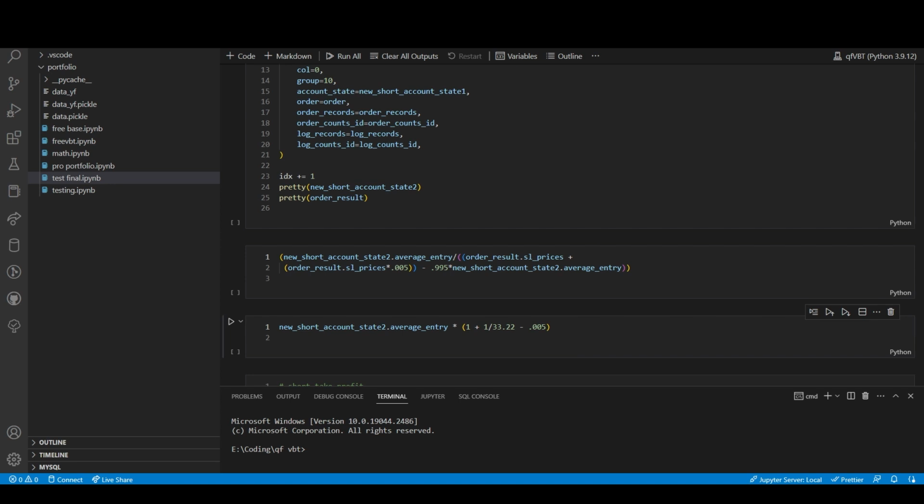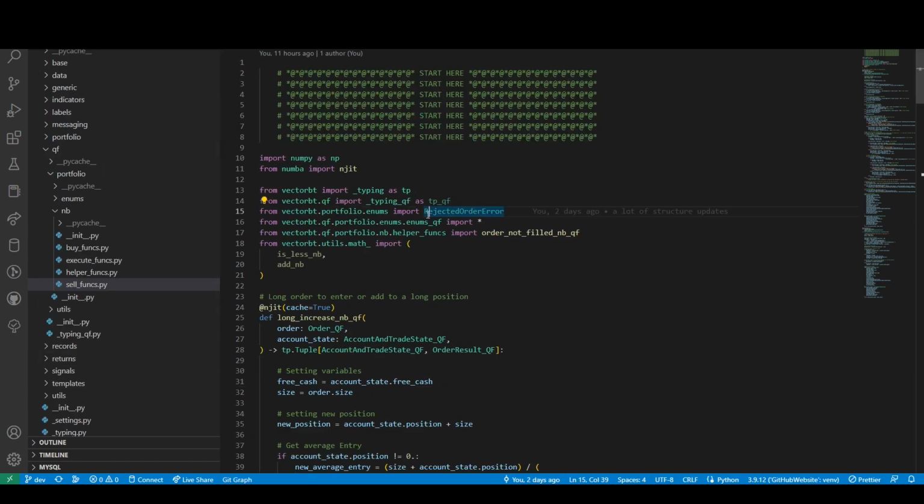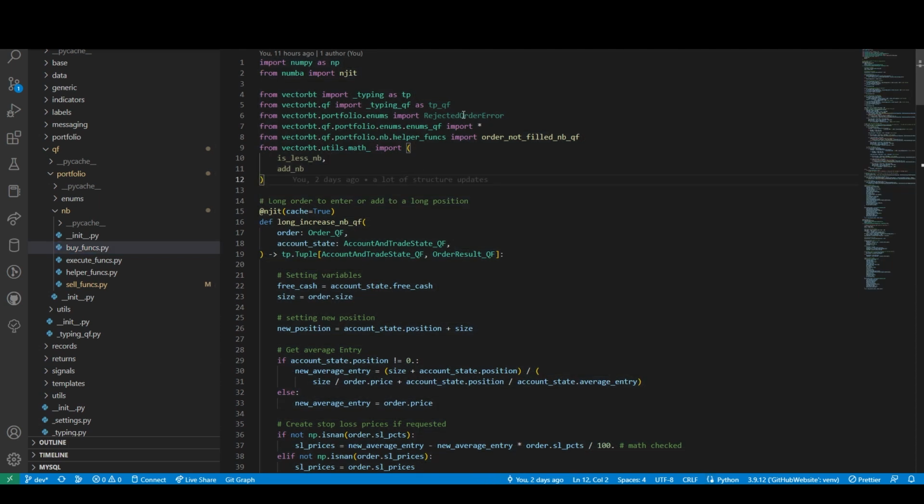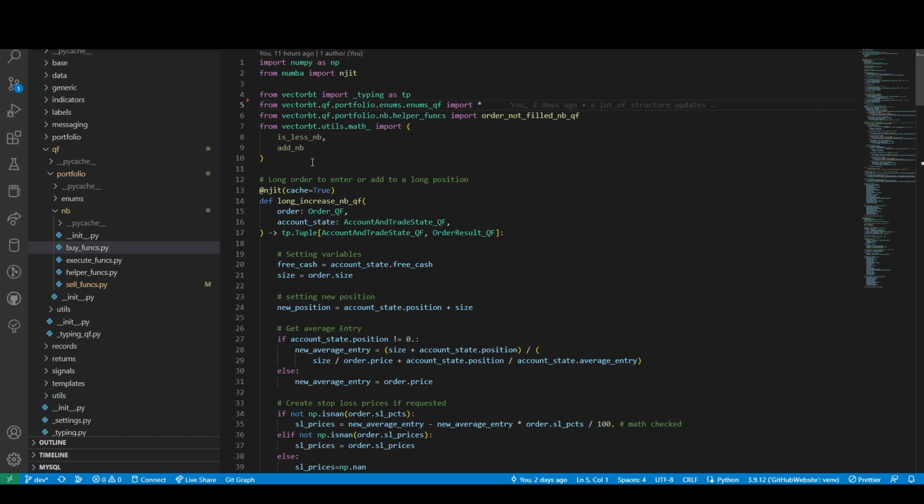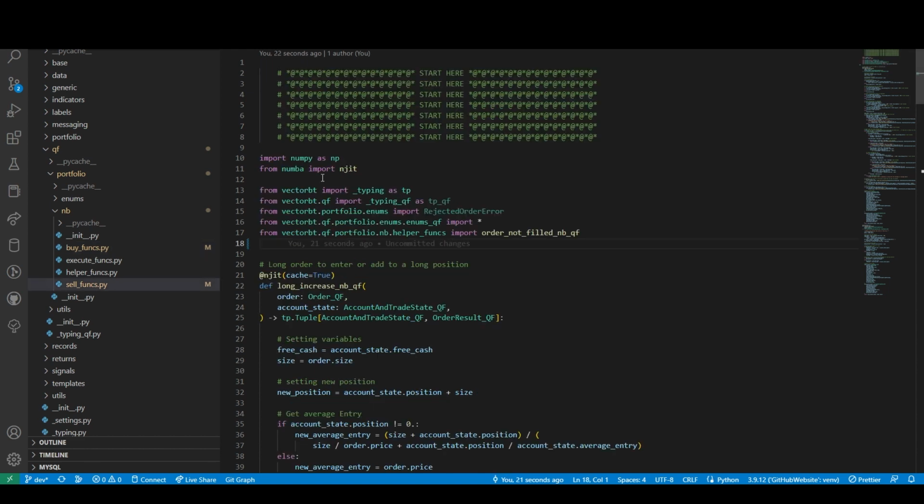I don't know where we left off. Oh yeah, now I remember. We have to do the sell function. Alright, so now we have to go through and I don't think I need to import any of that. Right? Yeah, it looks like I'm not even using this. I'm not using any of this. So that means the same thing.